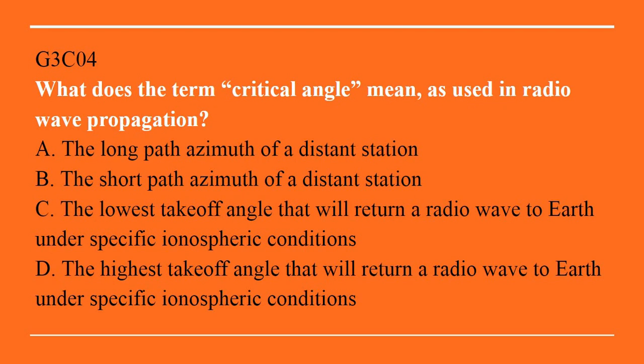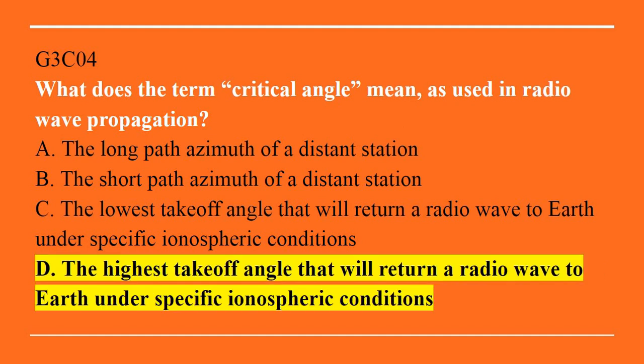G3C04, what does the term critical angle mean as used in radio wave propagation? A. The long path azimuth of a distant station. B. The short path azimuth of a distant station. C. The lowest takeoff angle that will return a radio wave to Earth under specific ionospheric conditions. Or D. The highest takeoff angle that will return a radio wave to Earth under specific ionospheric conditions. Correct answer is D. The highest takeoff angle that will return a radio wave to Earth under specific ionospheric conditions.